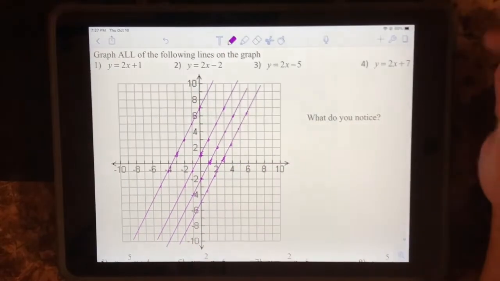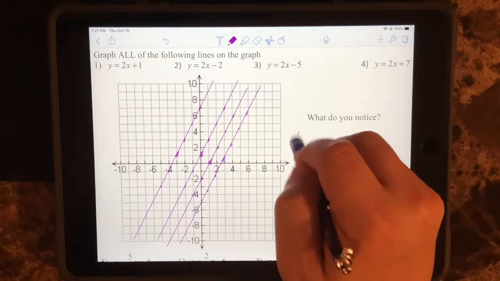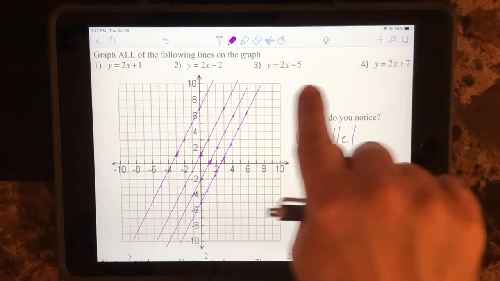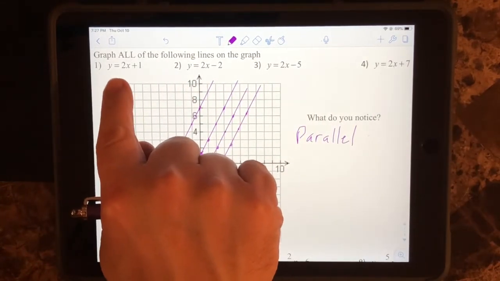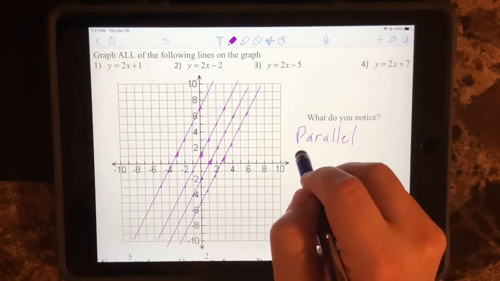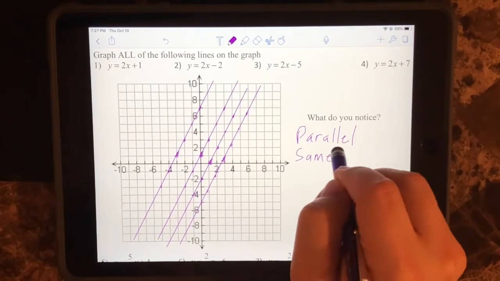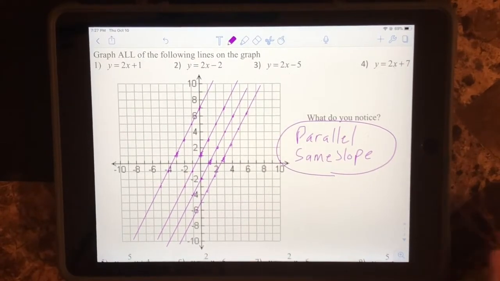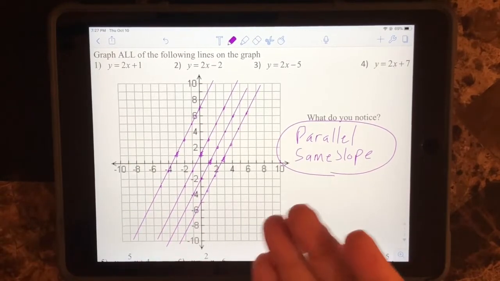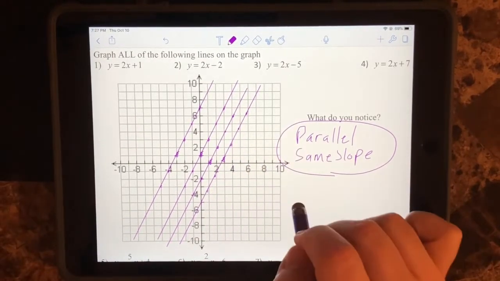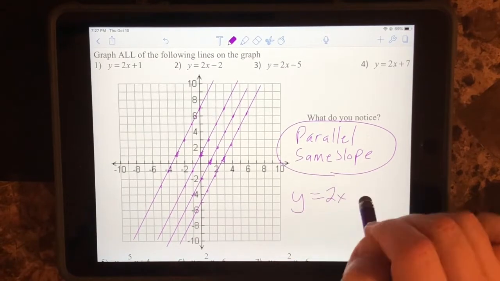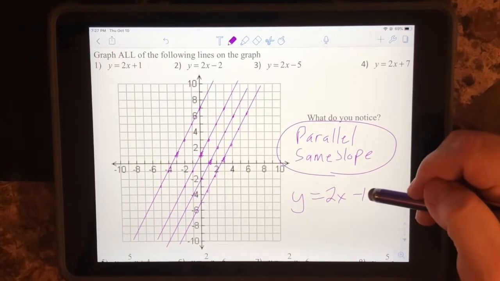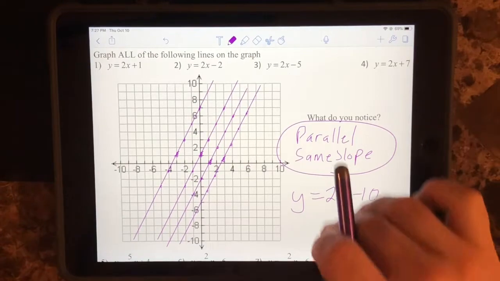So what do you notice about all these? Well, if we look at the graphs, hopefully you notice that they are parallel. And if you notice all the equations, all of them have the same slope. So this is an important idea. Parallel lines have the same slope. So if I said, come up with a fifth line that would be parallel to these, you might say y equals 2x minus 10. So if you want to find anything about parallel lines, we want the same slope.